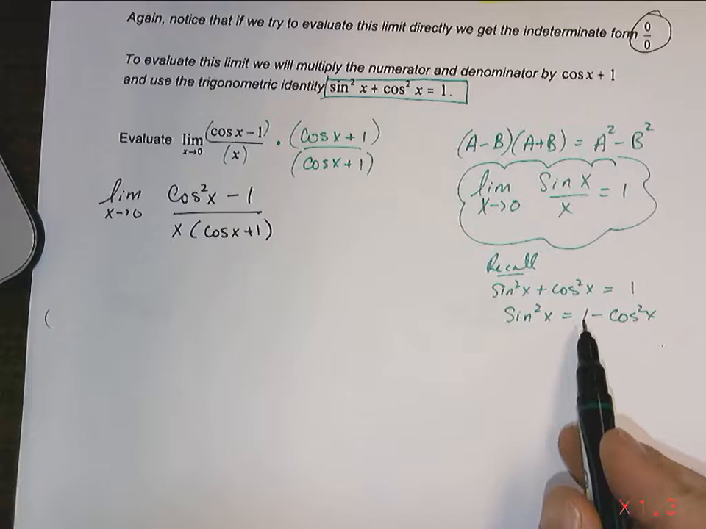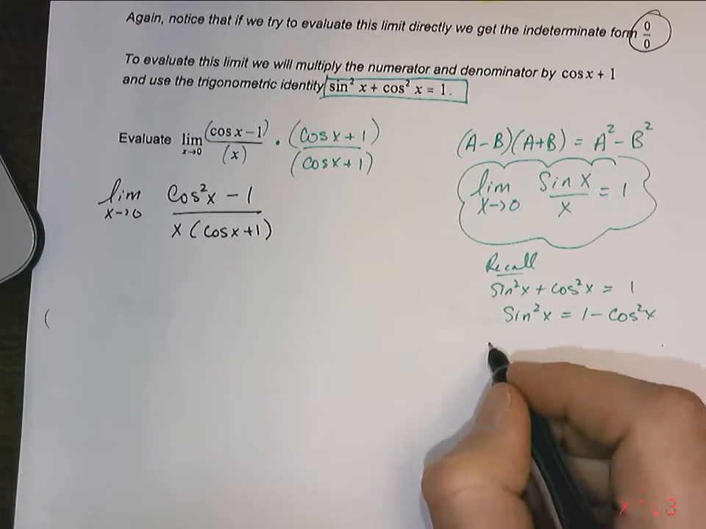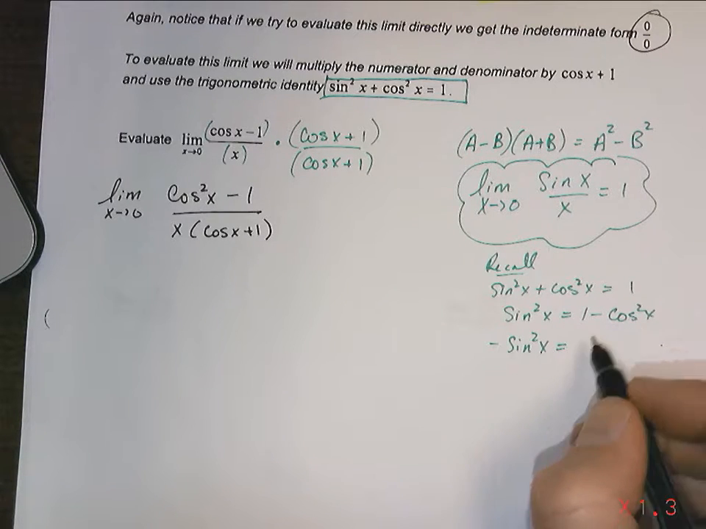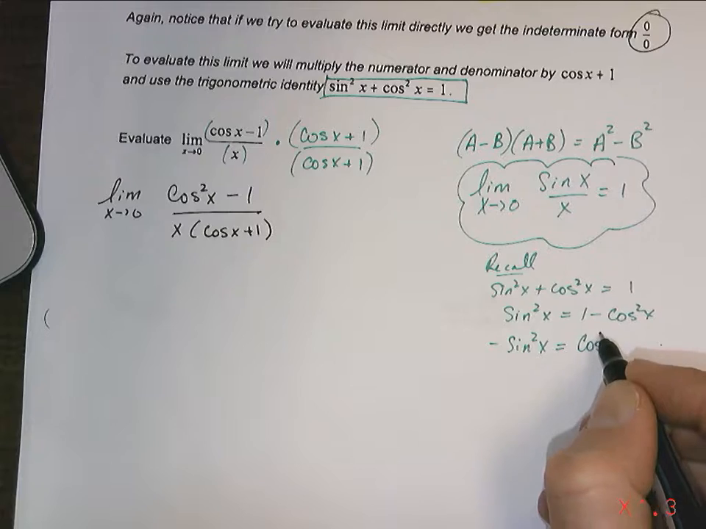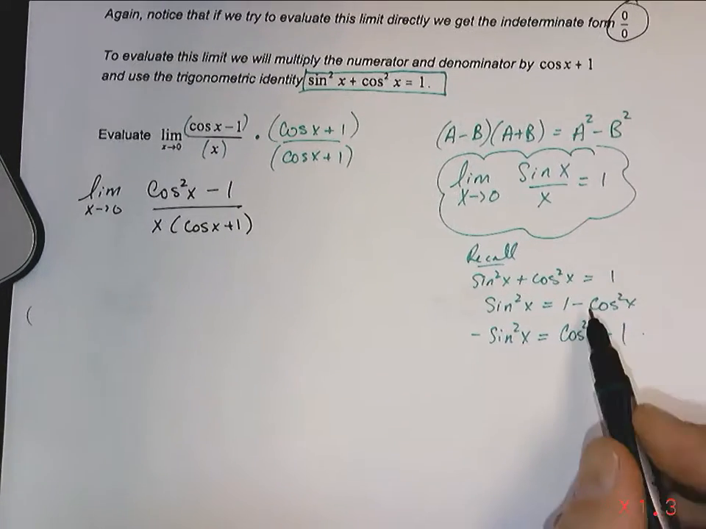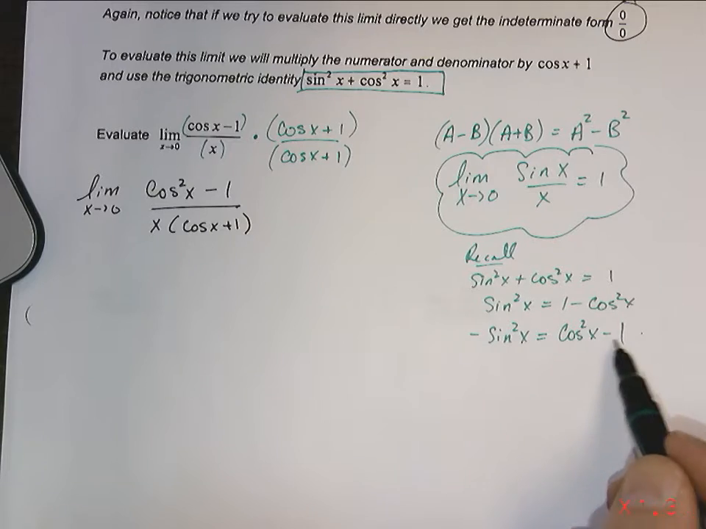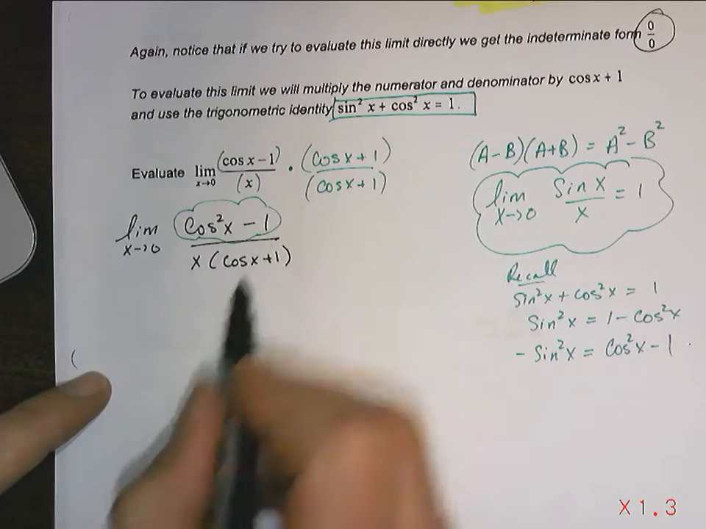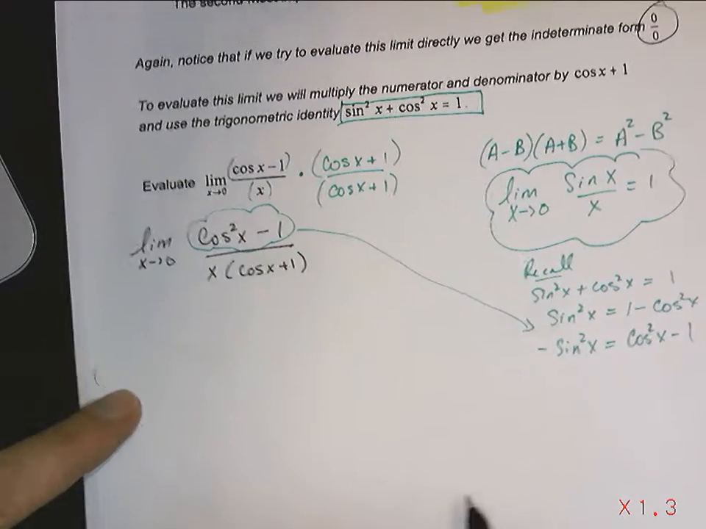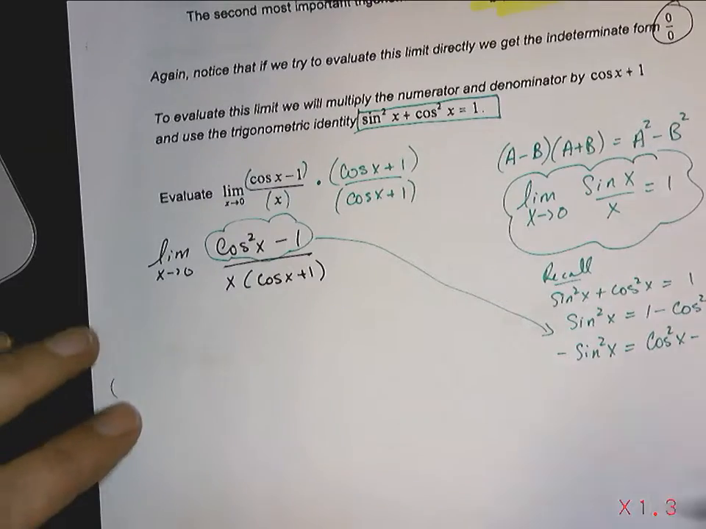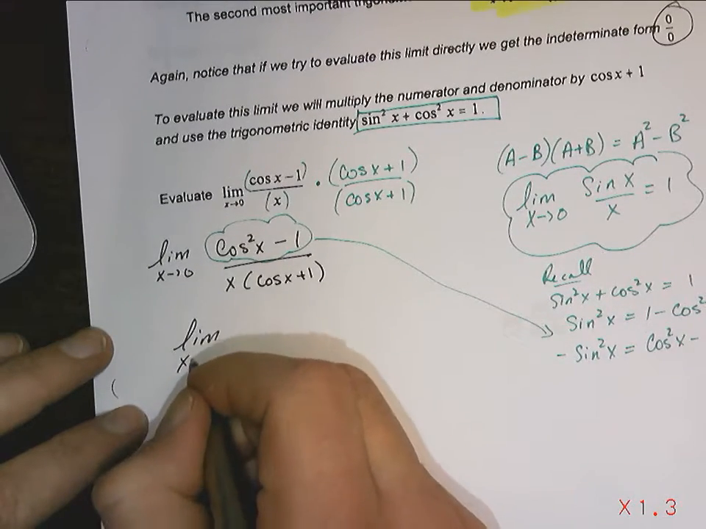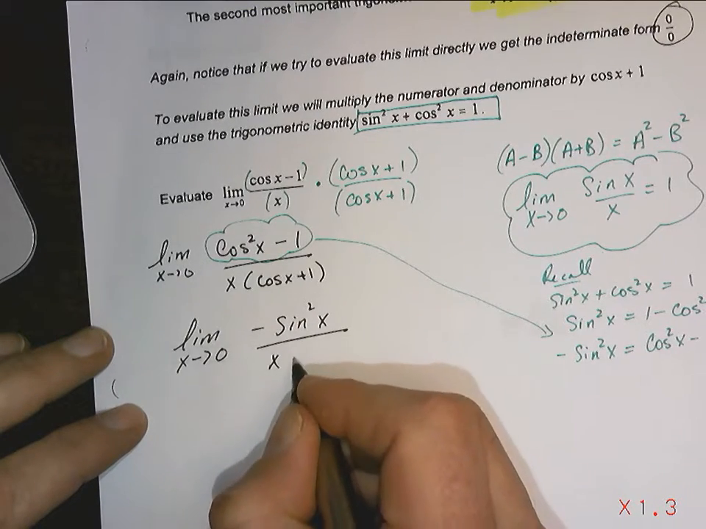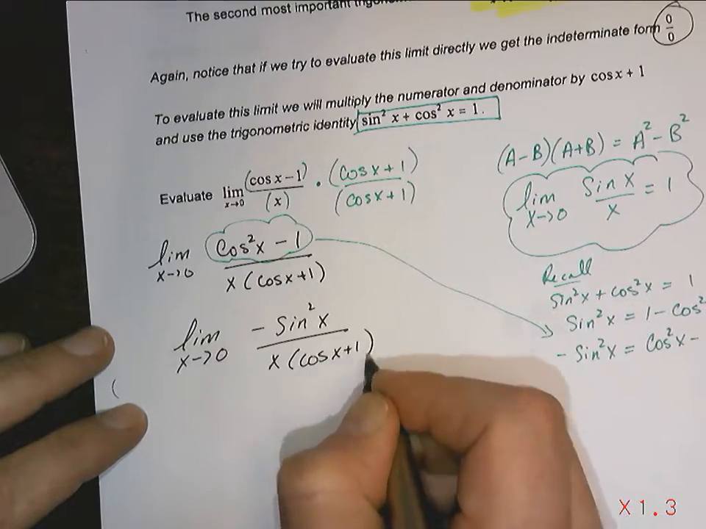It's not quite. We need to change the signs. So it's going to be negative sine squared x will equal negative 1 plus cos squared x. If you'll forgive me, I'd like to write that like that. But remember, it was a negative 1 and a positive cos squared x. So that means that this thing up here can be changed into negative sine squared. So let's do that. Limit as x approaches 0 of negative sine squared x over top of x times cos x plus 1.